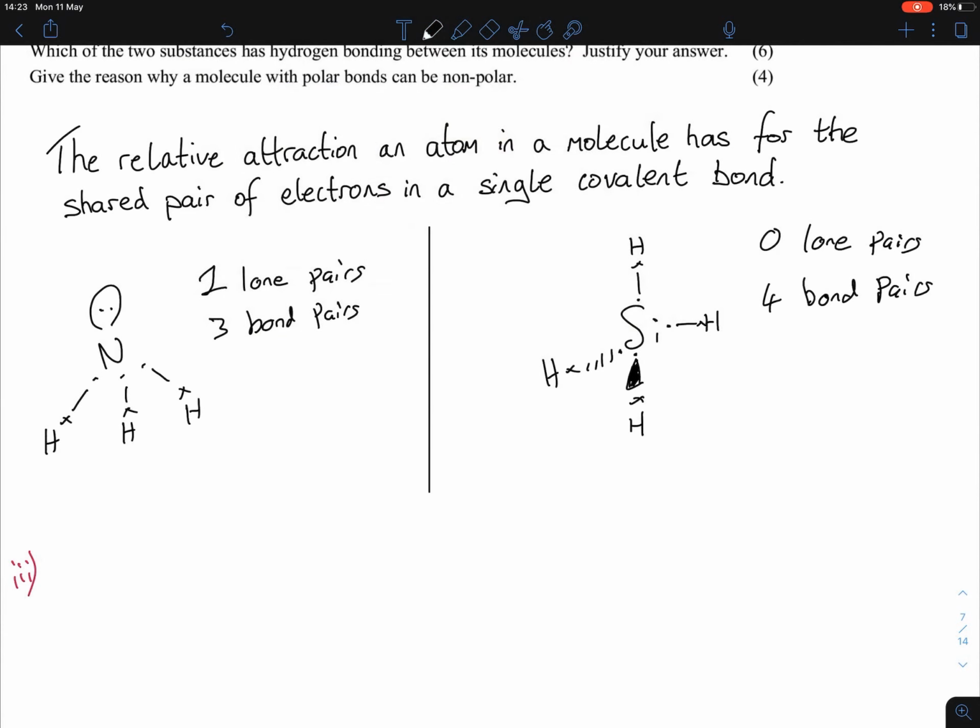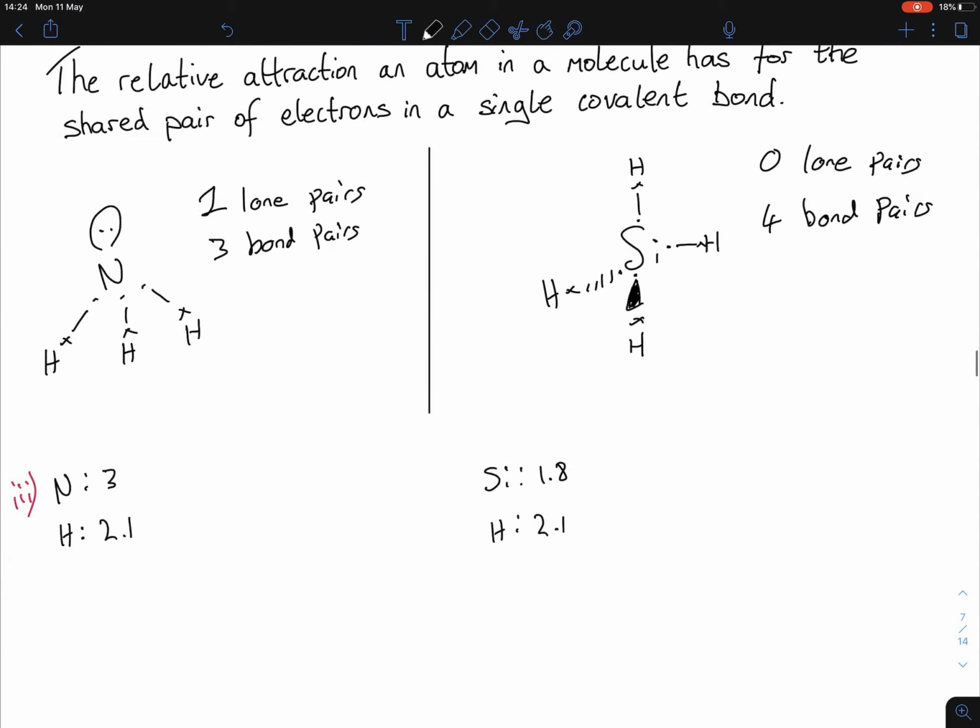So we have nitrogen here, hydrogen here, Si here, and hydrogen here. Go to electronegativity values. Hydrogen is going to be 2.1 for both of them. Nitrogen we did recently, so that's 3. And Si is silicon, which is 1.8. You always take the smaller number away from the bigger number. So in this case, we're going to have a 0.9 difference.